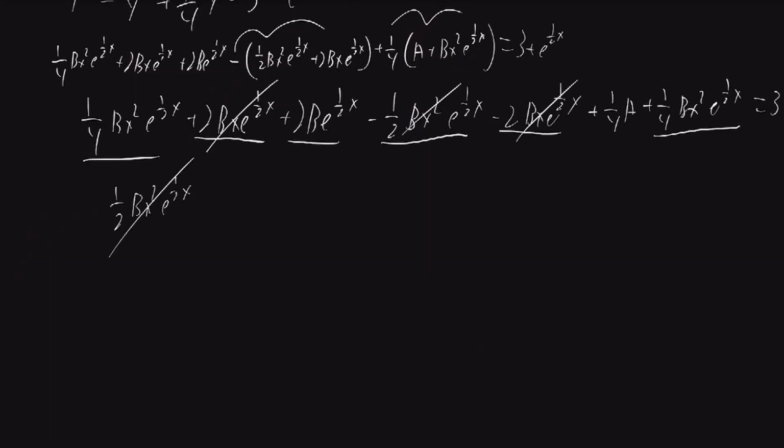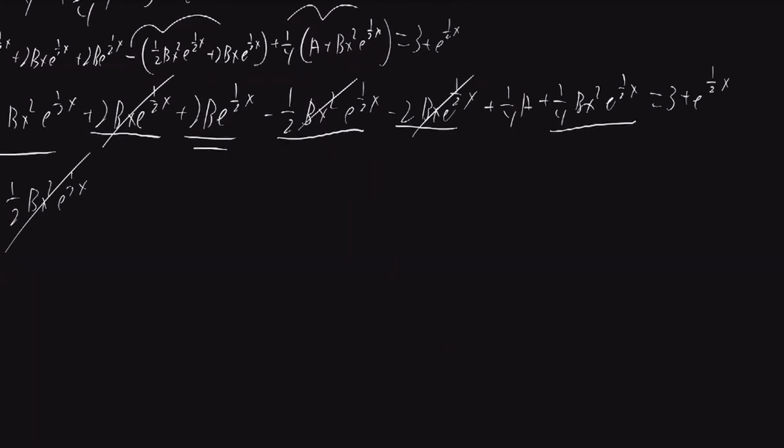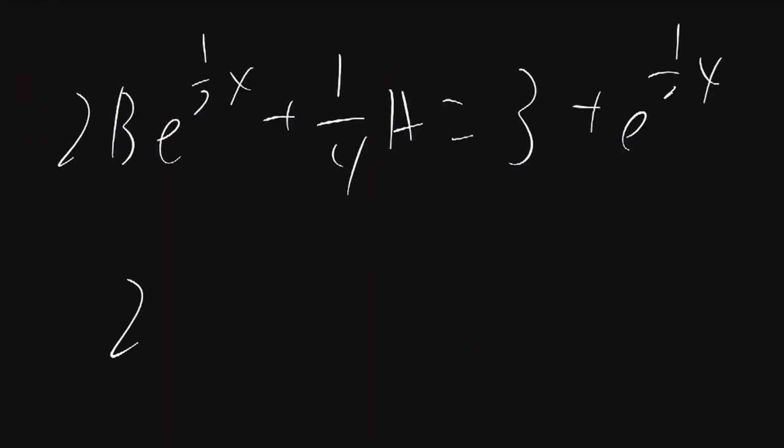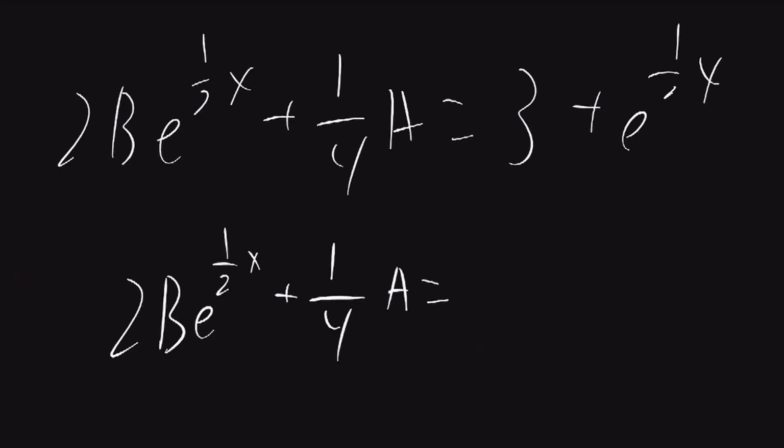On the left side, we're left with just this 2b e^(1/2 x) term, as well as this 1/4 a term, and that'll be equal to 3 plus e^(1/2 x). I'll rewrite this a little cleaner. This is 2b e^(1/2 x) plus 1/4 a is equal to 3 plus e^(1/2 x). We can now compare coefficients.